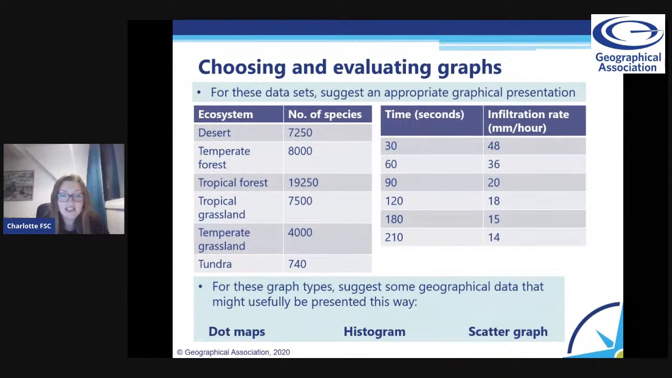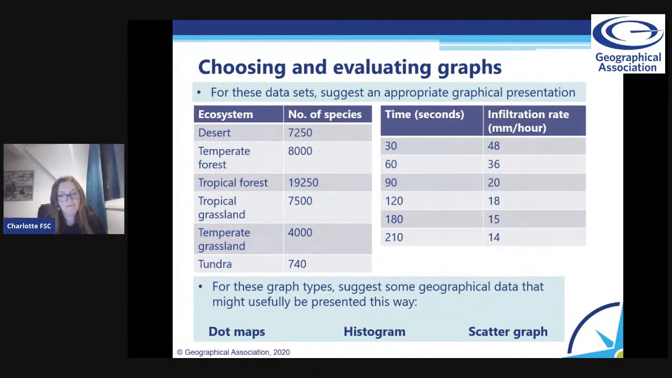And what about the suggested data sets for the graph types? There are loads of different answers, but I'll give you a few to help you in case you couldn't think of anything, but that doesn't mean your suggestion is wrong. Definitely check it with the teacher, maybe with each other, if you're still not sure. A dot map, for example, might be used to show population density. So maybe one dot represents 100,000 people, and then you'd be able to see, due to the density of the dots, what the population was across a given continent, country, whatever it was.